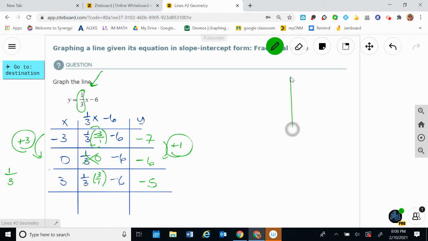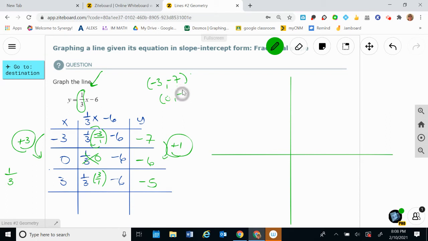And then you can see the slope in the graph. Notice 1/3 is less than 1. The slope of 1 has a 45-degree angle. The slope of 1/3 means you're going to go up 1 over 3, okay? But let's try this. It's -3, -7. See, the points are -3, -7, 0, -6, 3, -5.